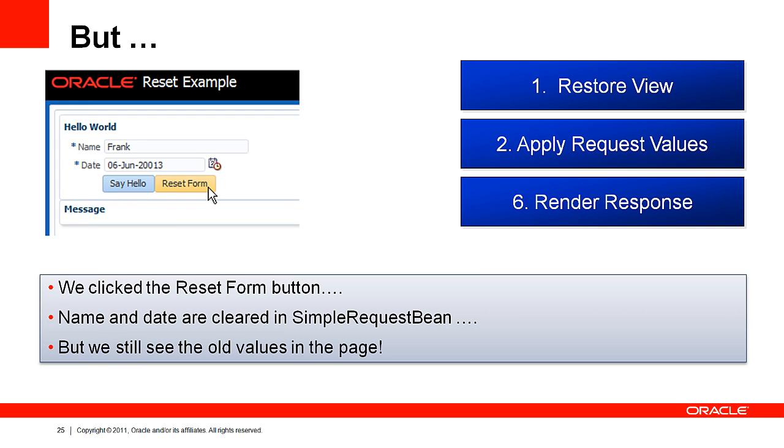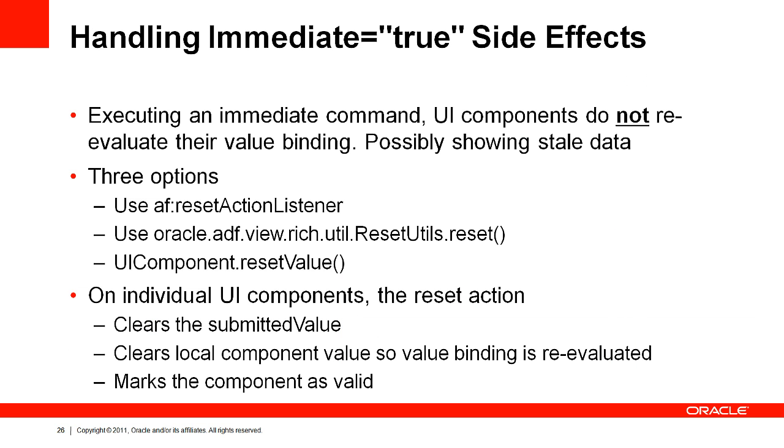But if we implement it that way, in fact it's all happening as we thought it would, but still we are staring at existing strings. So in this case, if I provided Frank and the date in the wrong format and pressed reset form, then though on the server side everything is nicely cleaned up, the view still shows wrong data. So obviously there's a side effect that comes with immediate equals true, and this is that because the lifecycle is bypassed, the components don't reevaluate their value bindings.